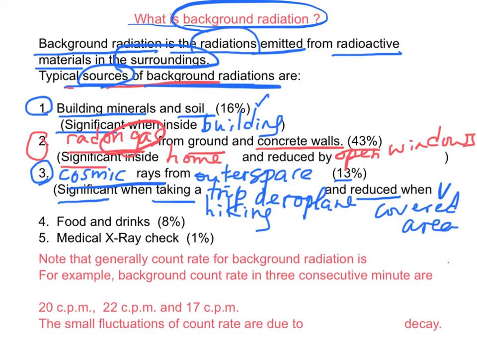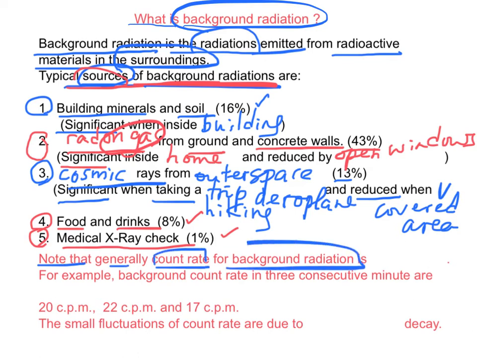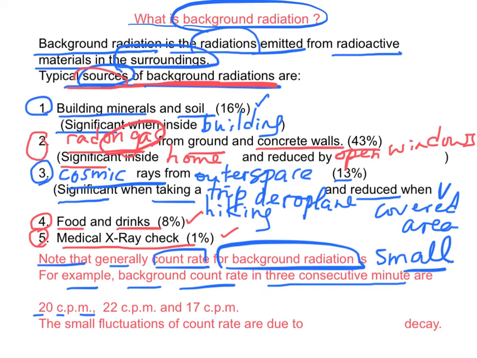Other kinds of background radiation are from foods and drinks, about 8%, and from medical X-rays, which is about 1%. Note that usually the count rate for background radiation is small. For example, the background count rate in 3 consecutive minutes are 20 counts per minute, 22 counts per minute, and 17 counts per minute, which is very small.